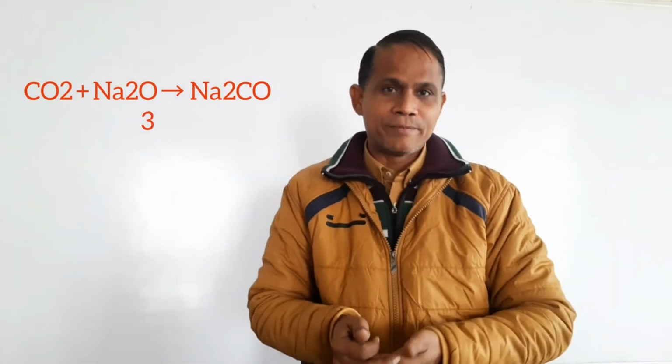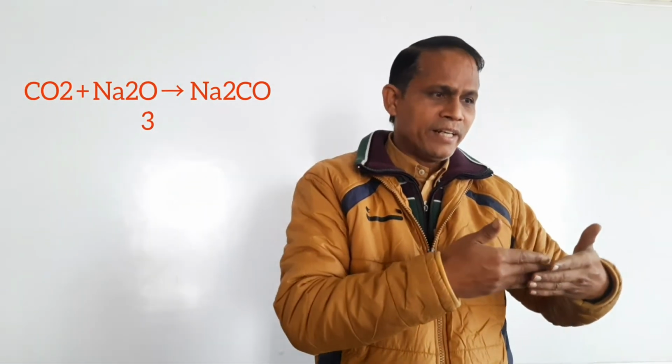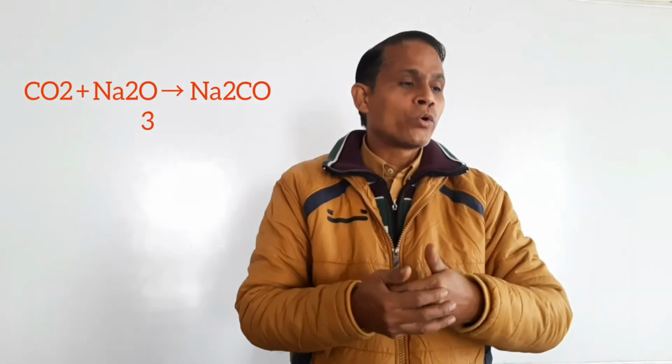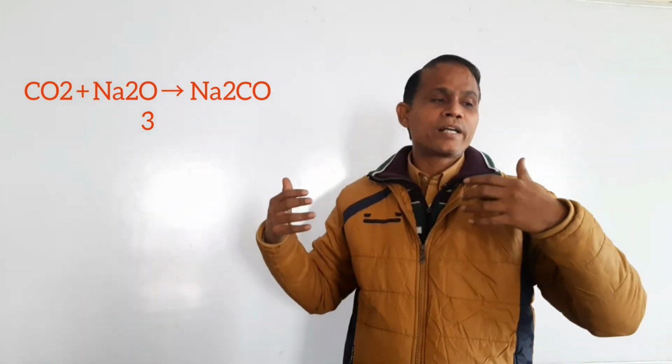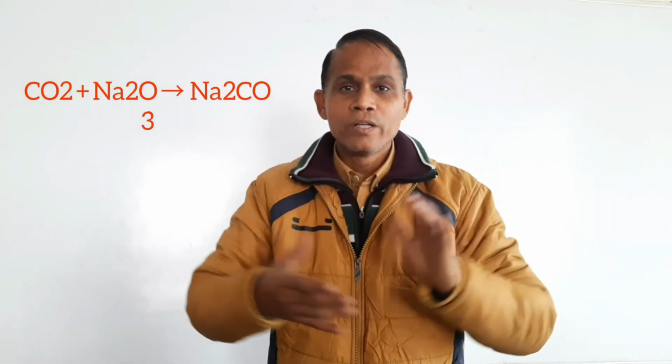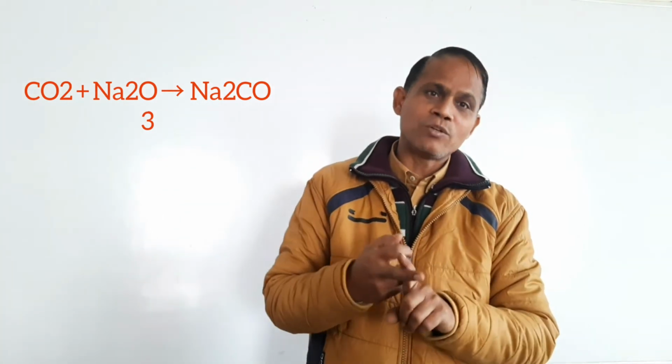As you know, acids react with bases. So these acidic oxides also react with bases, like carbon dioxide reacts with sodium oxide and you get sodium carbonate. A salt will be formed, as I told you before: acid reacts with base and gives you salt. So carbon dioxide will react with sodium oxide, and you will get a salt.